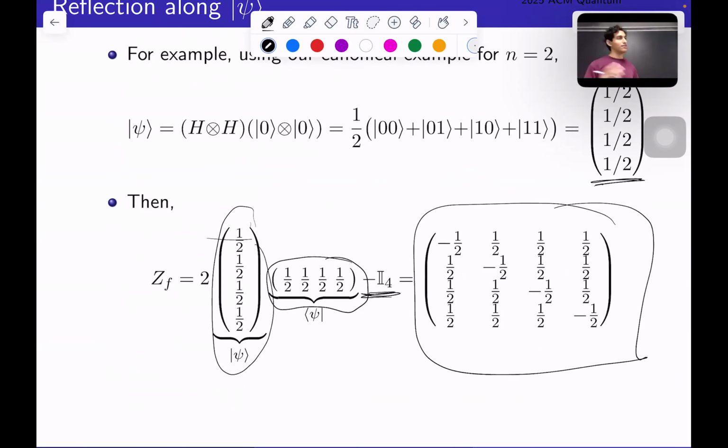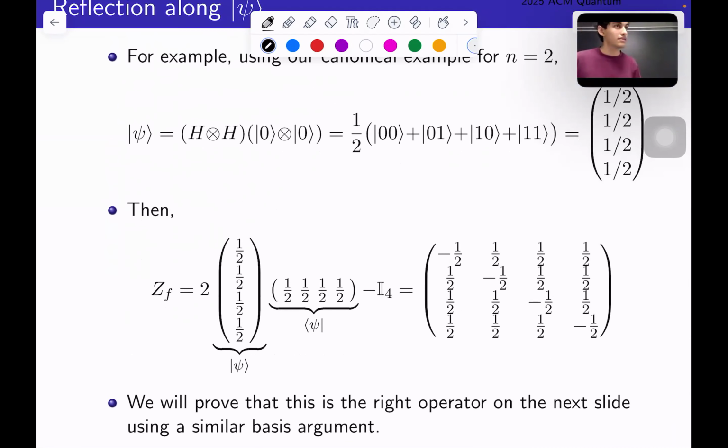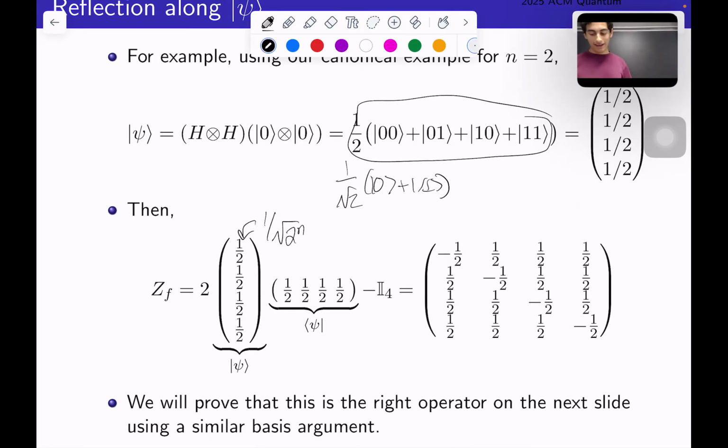Is it just that in general you just put psi where the halves are? Like if psi is not a half, a half, a half, a half. Well, in general, it's going to be like 1 over root 2 to the n, like this stuff right here. And when n equals 2, it happens to be 1/2. Because if n equals 1, we got 1 over root 2 times 0 plus 1. And then n equals 2, we get this state. And then if n equals 3, you get 1 over this, and then you add up all the 8 basis vectors and whatnot.